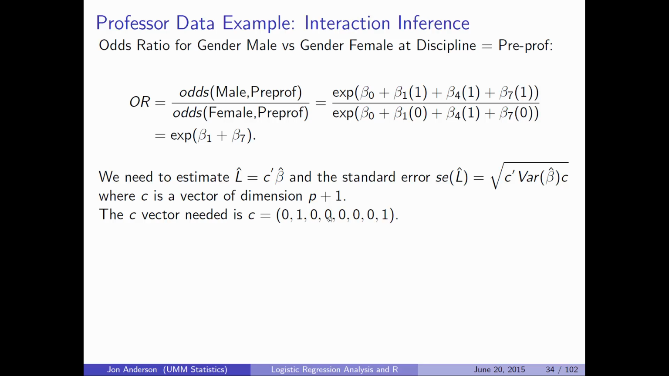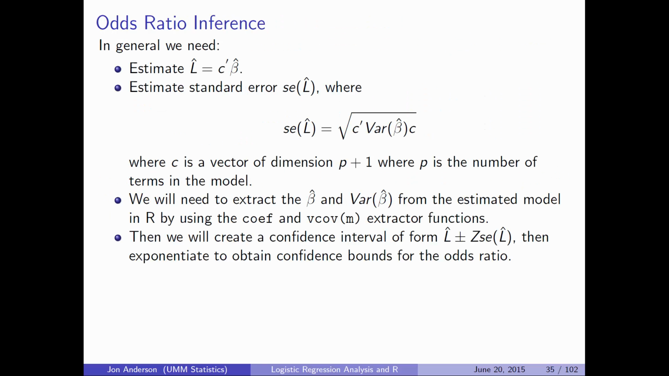No other terms need to be included until we get up to beta 7, and so that's why the last one is a 1. We want to include it, and all others we don't want to include, so they all get multiplied by 0. And so C times the beta vector list will pick up the right terms, and this is how we define the linear combination of betas that we need.